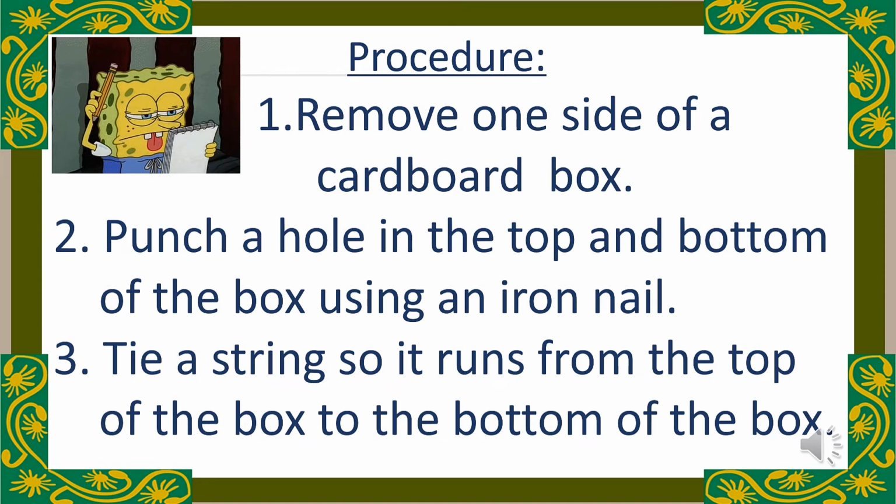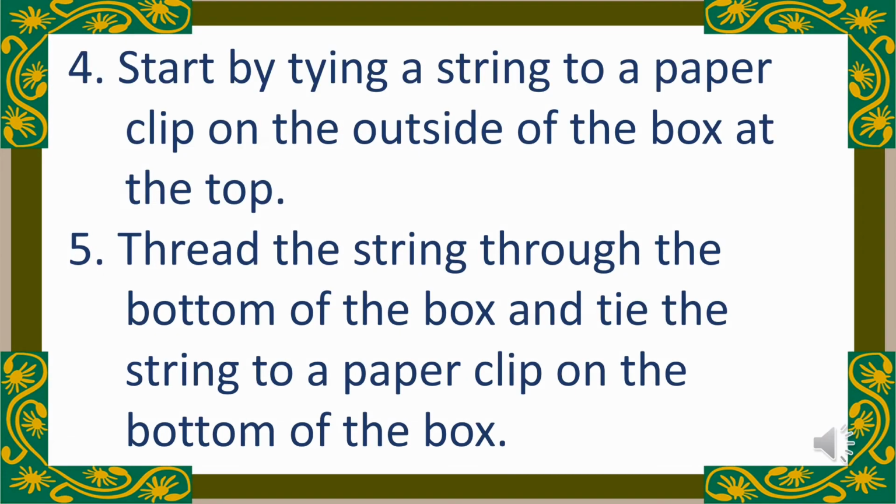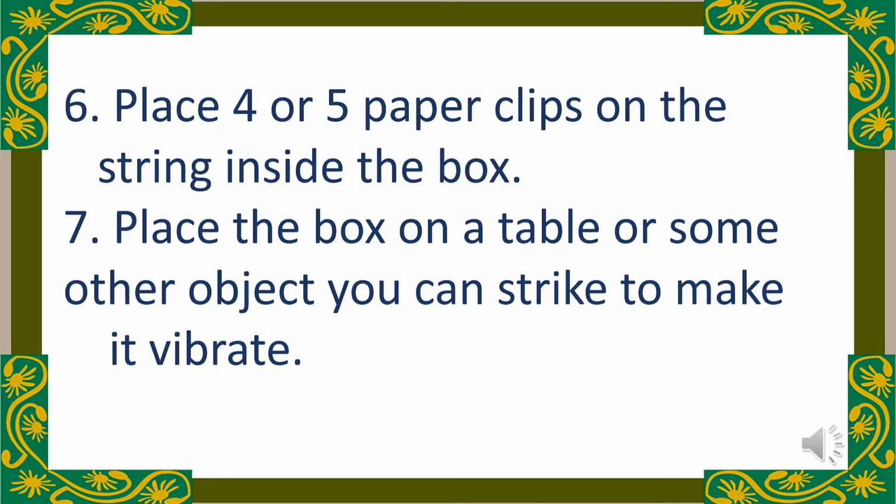Procedure. First, remove one side of a cardboard box. Second, punch a hole in the top and bottom of the box using an iron nail. Third, tie a string so it runs from the top of the box to the bottom of the box. Fourth, start by tying a string to a paper clip on the outside of the box at the top. Fifth, thread the string through the bottom of the box and tie the string to a paper clip on the bottom of the box. Sixth, place 4 or 5 paper clips on the string inside the box.